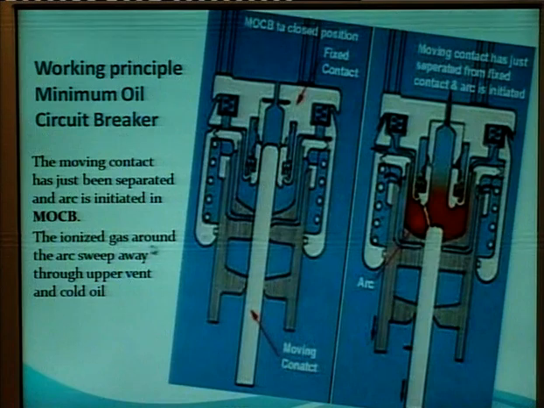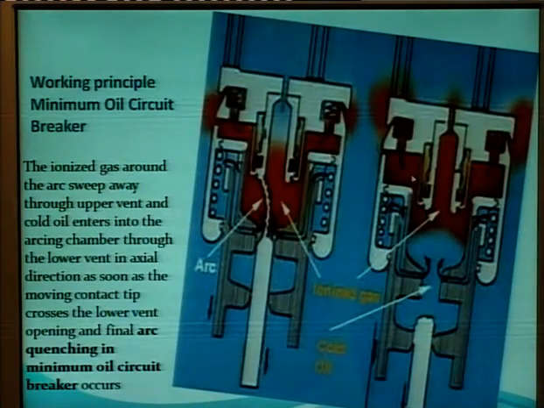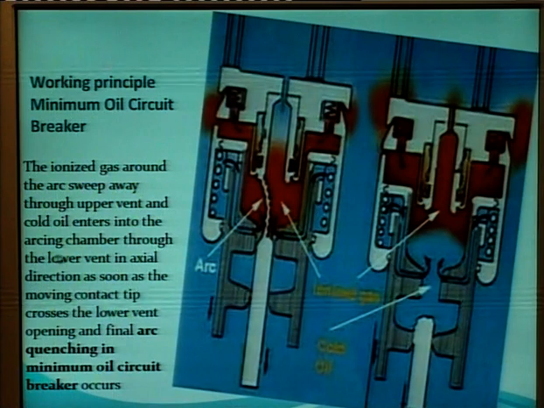So the ionized gas around the arc sweeps away through the upper vent and cold oil. So this is the arc. Now in the next diagram, this is the ionized gas. The ionized gas around the arc sweeps away through the upper vent. Now this is the upper vent, and cold oil enters into the arcing chamber through the lower vent.